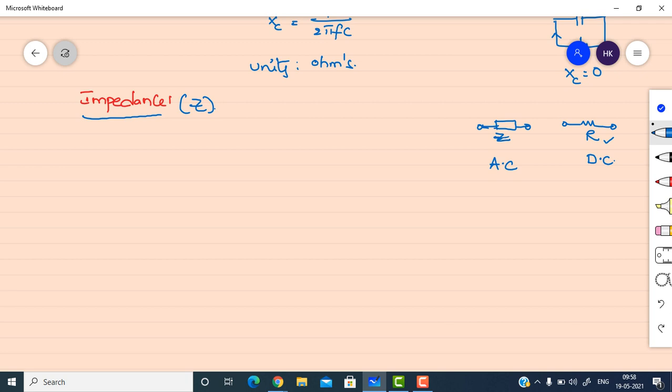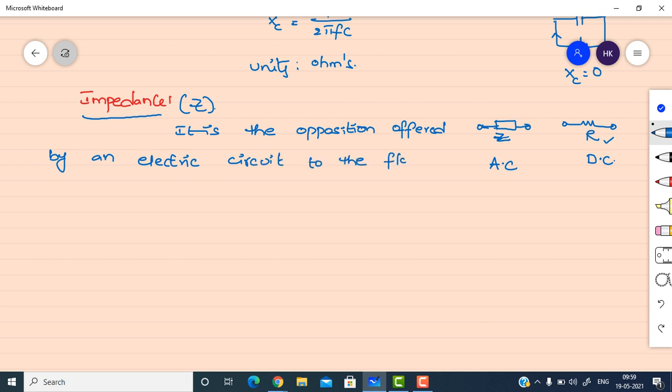So let's find out the impedance of the circuit. Suppose it is a purely resistive circuit, what is the impedance for that circuit? If it is a pure inductor, what is the impedance for that circuit? So let's find out that. It is the opposition offered by an electric circuit to the flow of alternating current.